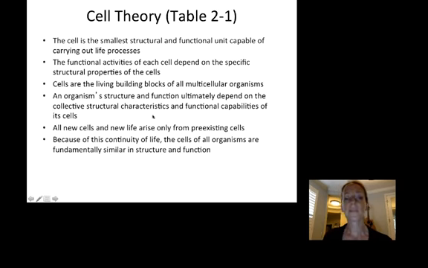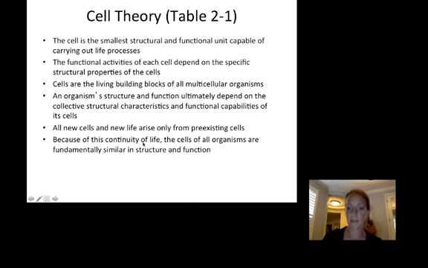Okay. An organism's structure and function ultimately depends on the characteristics and functional capabilities of its cells. So we are limited structurally and functionally based on the cells that make us up. All new cells and new life can arise only from pre-existing cells. So cells divide through the process of mitosis. Sex cells divide through the process of meiosis. And in either one of those ways, that is a way to make new cells. So all new cells in new life have to come from the division or the copying of pre-existing cells.